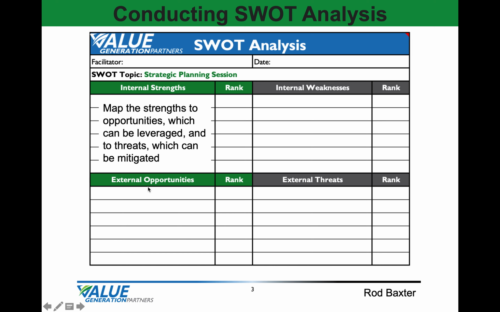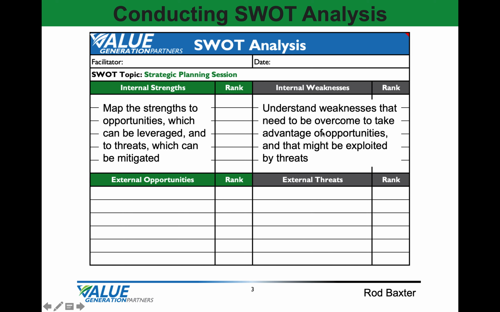We'll map the strengths to the opportunities which can be leveraged and to the threats which can be mitigated. We'll understand weaknesses that need to be overcome to take advantage of the opportunities and that might be exploited by the threats. We'll develop an action plan describing who, what, and when, the 3W, based on the prioritization we did in the previous step. We'll define a follow-up plan, which includes a schedule to ensure actions are completed as planned. We'll rerun the SWOT analysis as part of a continuous improvement cycle based on changes in the internal or external environment.